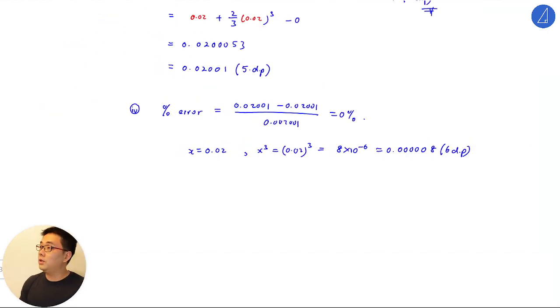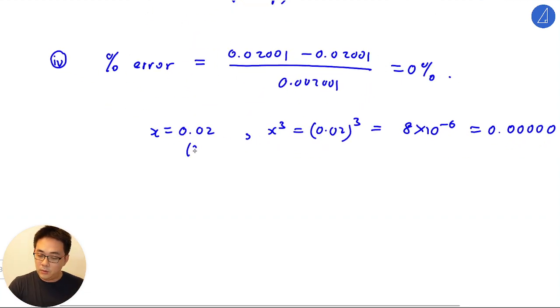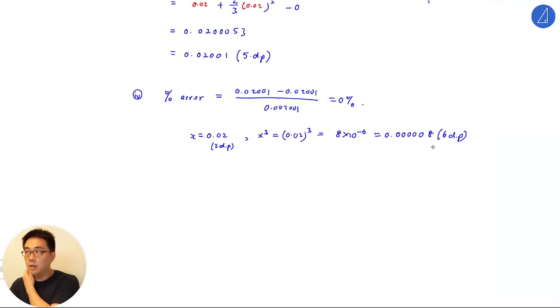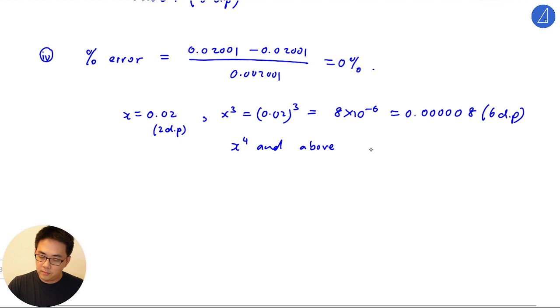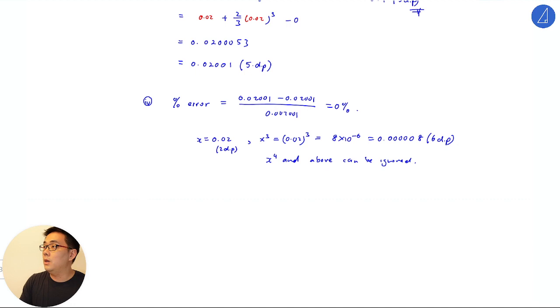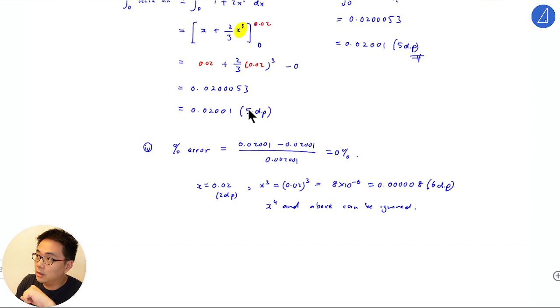Agree? Any issue with that? This is how many dp? This is 2 dp. You see that when you cube it, this is 6 dp. What does it tell you? It tells you that x to the power of 4 and above can be ignored. Because your answer asks you to express in 5 dp, and because x to the power of 3 is 6 dp, of course it'll be accurate.